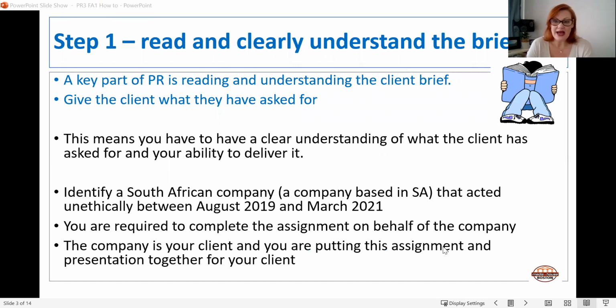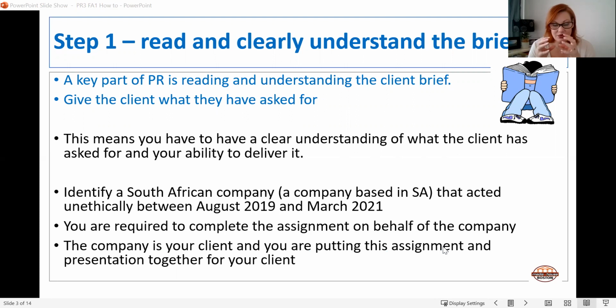Don't go and do things that weren't in the brief and waste time and marks, because the problem is when we mark it, we're marking according to the brief. And any information that you shared or did that wasn't in the brief is not going to get you extra marks or impress us because it wasn't in the brief. So a clear understanding of what the client has asked for and your ability to deliver it.